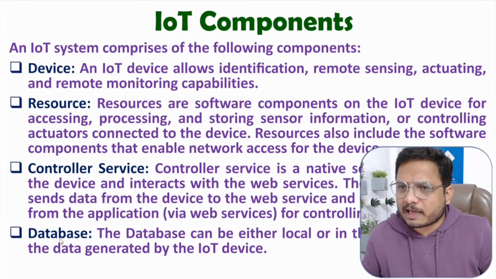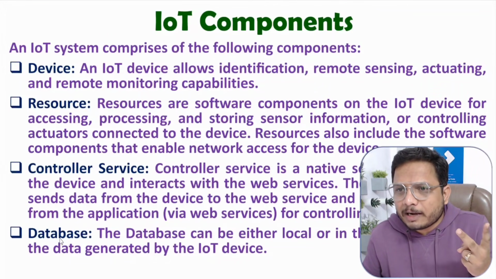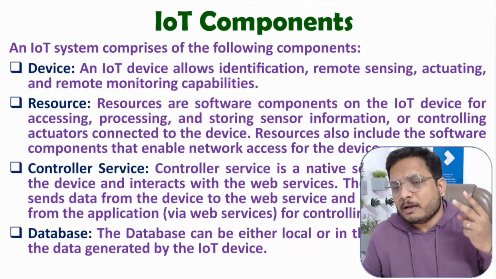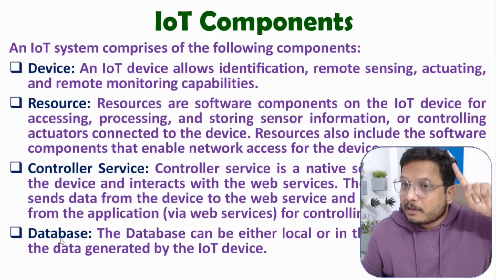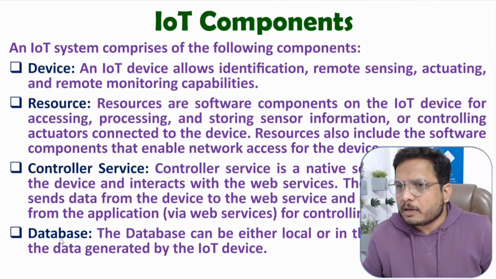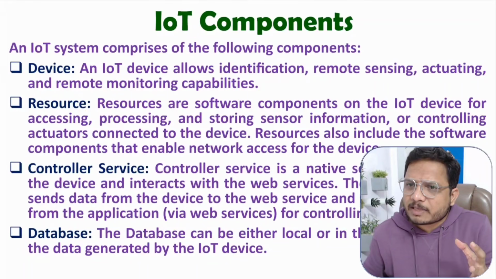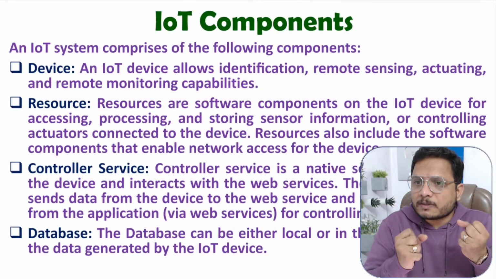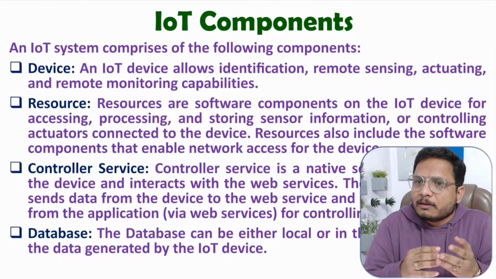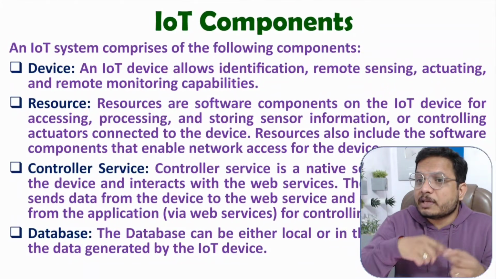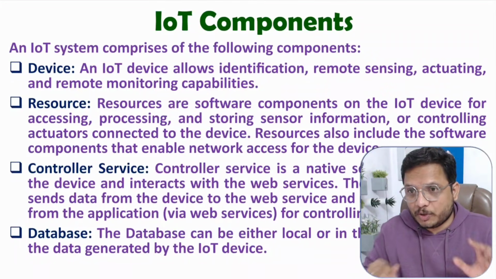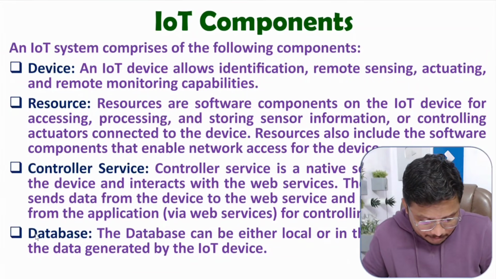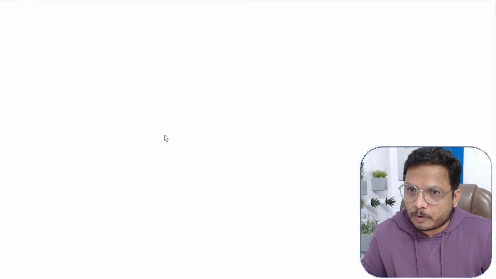Now the fourth component of IoT, that is database. That is quite simple. There can be two types of database: local storage database or database on cloud, right? Database means data that is provided by different end nodes, and on that database the application will run, and the application will give commands to the actuators, right? So the database can be local or it could be on cloud.